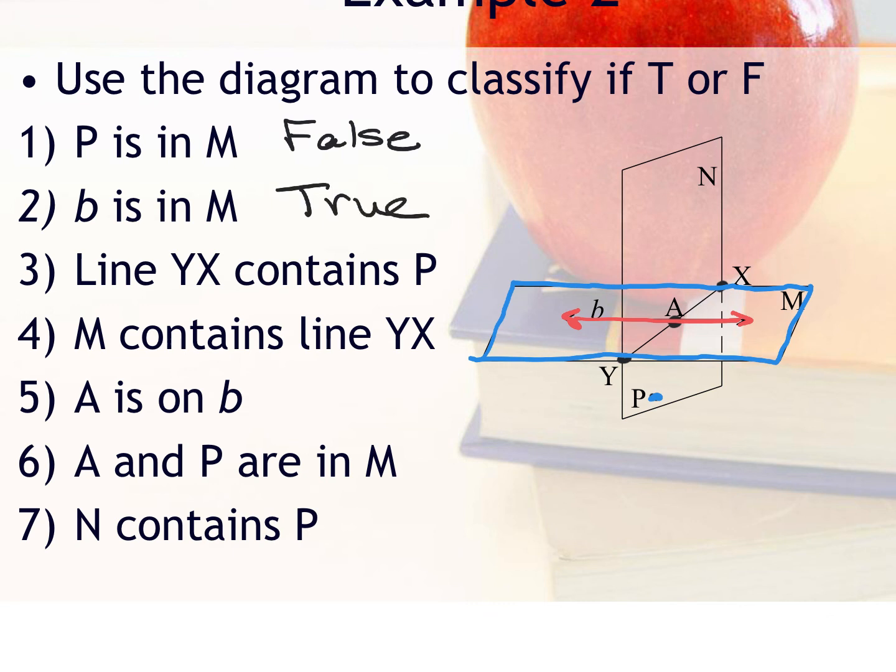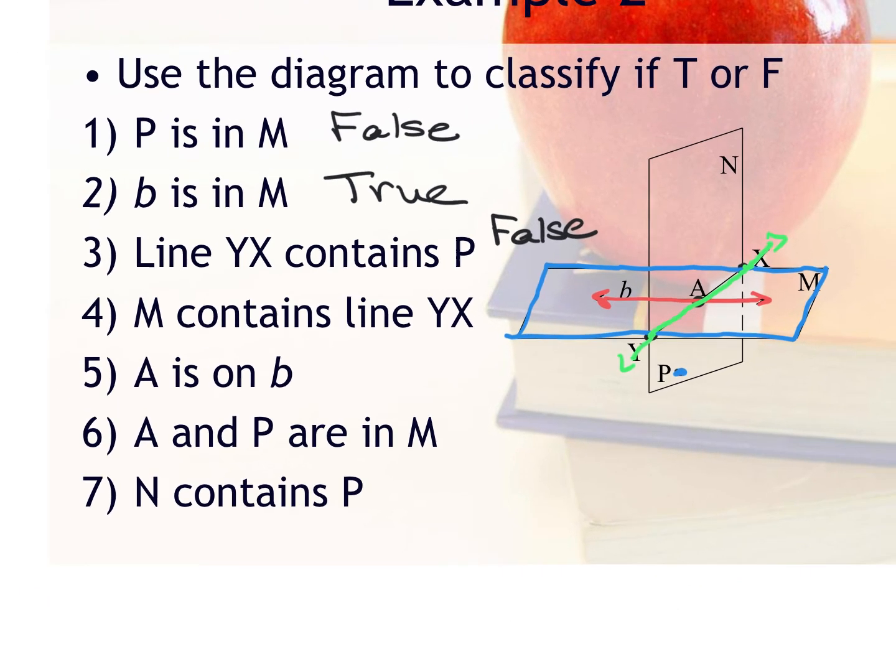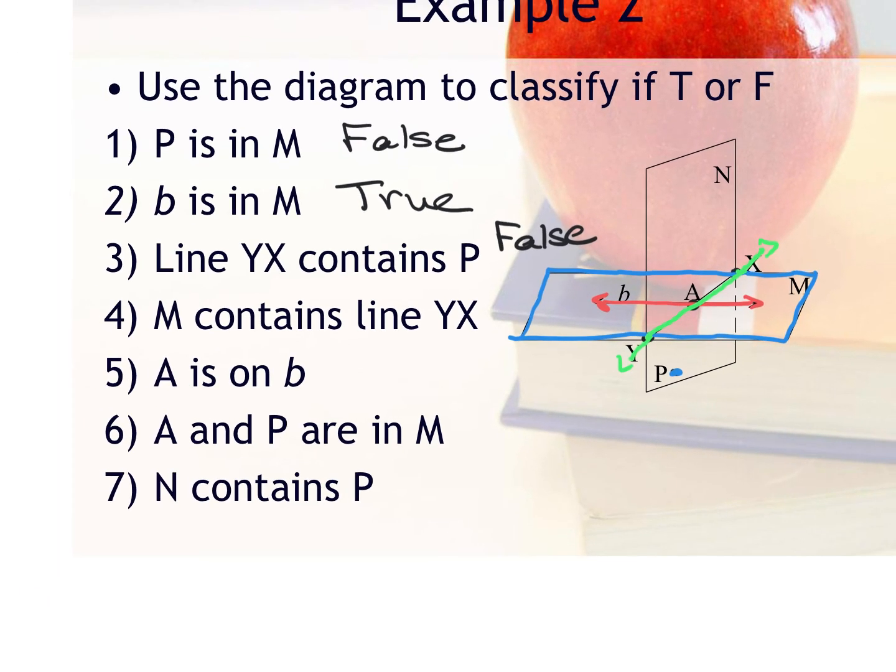Line XY contains P, and here they're referring to P as a point. So XY is right here. And since they're calling it line, we can extend it. So does line XY contain point P? No, it does not. It's false. Plane M contains line XY. Yes, it does. Because again, remember, you're assuming that that plane goes forever, even though I just outlined it in blue. So this one is true.